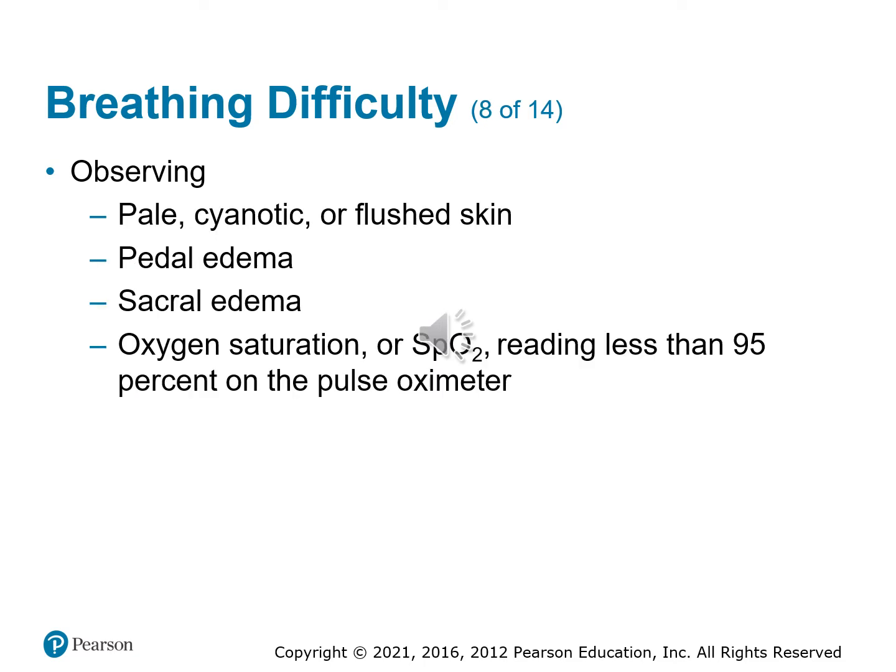Again, from the objective point of view, what do we see? The signs. We've got pale, cyanotic, or flushed skin. The patient may have some edema, particularly in the sacral area, or kind of at the tailbone, or in the feet and ankles. Their pulse oximetry reading is usually going to be less than 95% on our pulse oximeter. Again, all of these things are things we're going to look for, but we need to kind of take them all together in order to determine if this is truly a breathing difficulty situation.